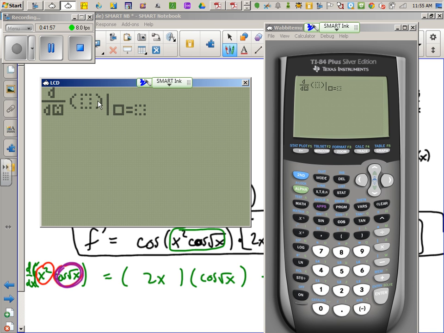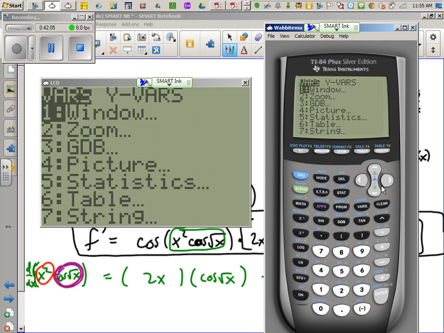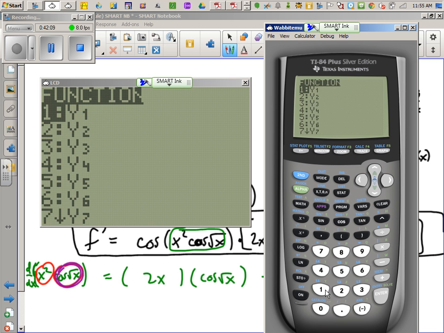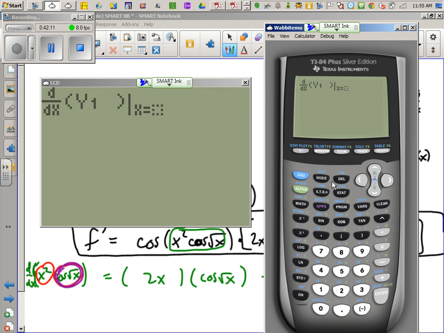So I'm going to go ahead and find the derivative. X is my variable. I really don't want to retype that thing, so I'm just going to go to variables, Y variables, functions, Y1. Remember, I stored it as Y1. So we are finding the derivative of Y1. Okay? And now I get to pick my x.